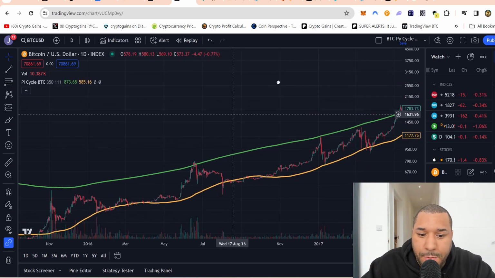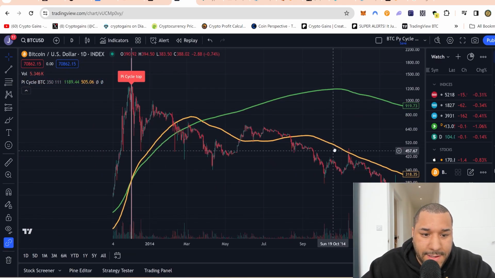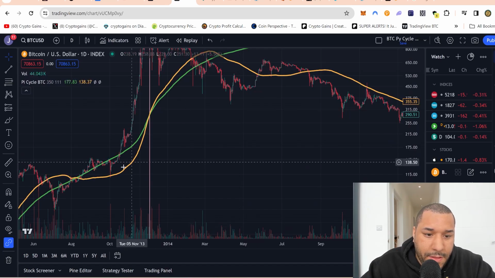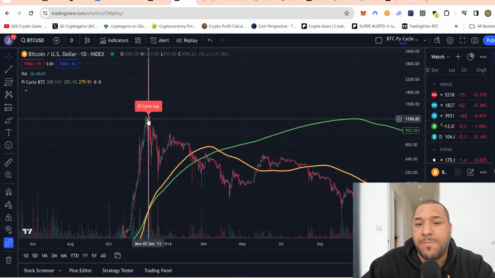Let's take a look at the cycle before, right back to 2015. Let's take a look at the 2015 cycle right here. You can see, look, the orange line comes up with the green line, it crosses, marks the absolute top.